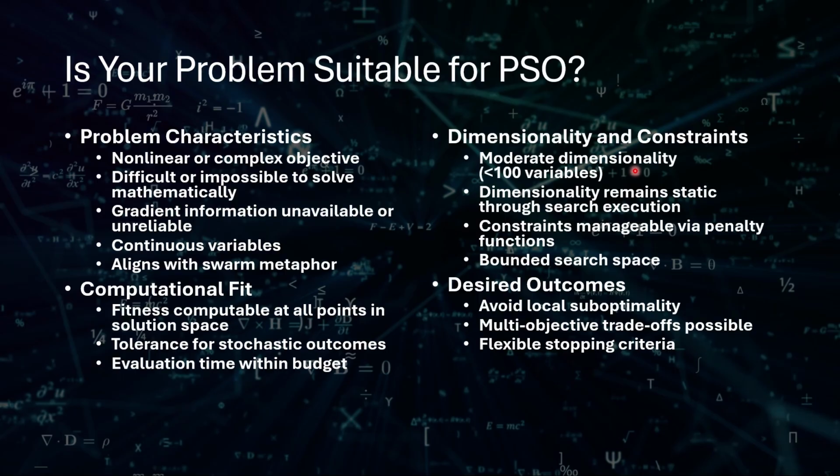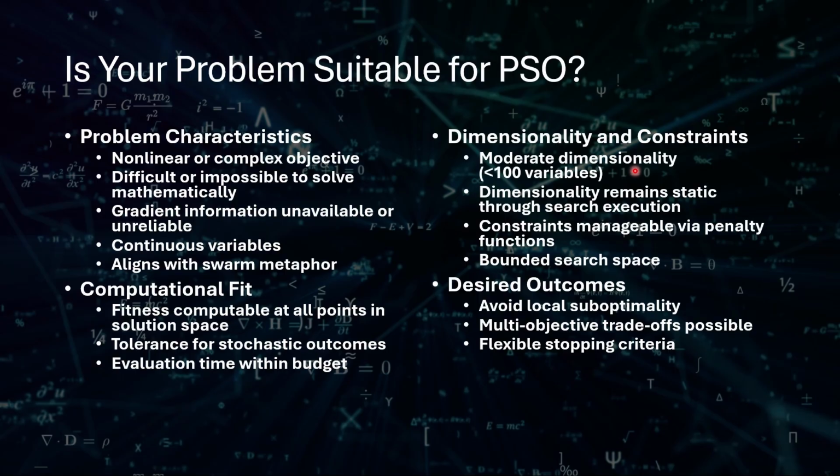Does the dimensionality, so the number of variables, remain static through the search execution? Our problem shouldn't all of a sudden change as we get into a certain solution space, with more or fewer variables than we started out with. If you do have constraints, can they be managed through penalty functions? And importantly, is the search space bounded? Do all variables have an upper and a lower bound?